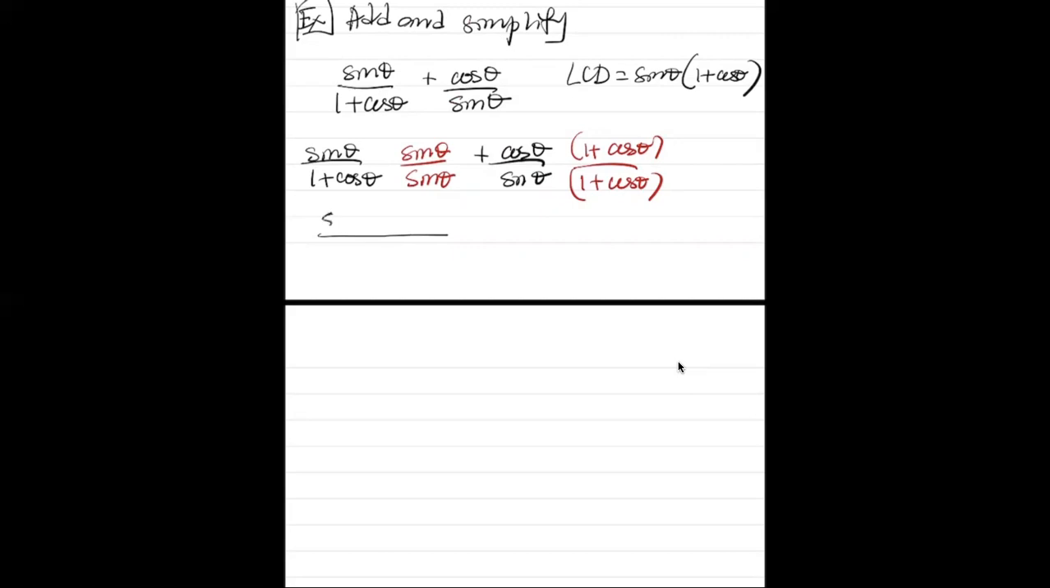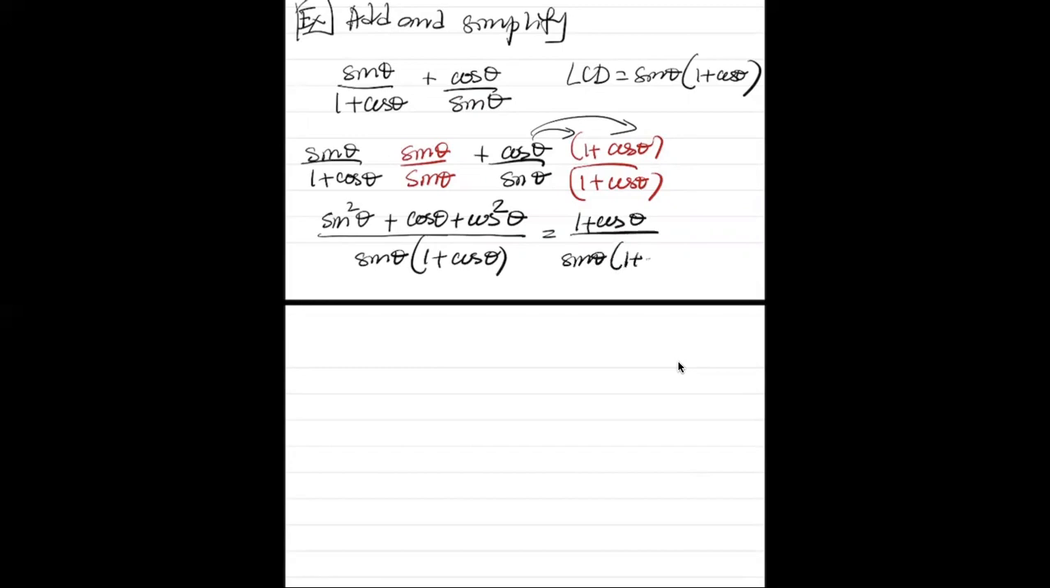So we can multiply: sine times sine is sine squared theta, plus cosine theta plus cosine squared theta. So I add it and distribute it here. The denominator is the same, sine times 1 plus cosine theta. Now we notice here sine squared plus cosine squared is 1. So it will be 1 plus cosine theta on the numerator, and in the denominator, we notice we can cancel 1 plus cosine theta. And so what's left is 1 over sine theta, which is cosecant theta. And this concludes the video.